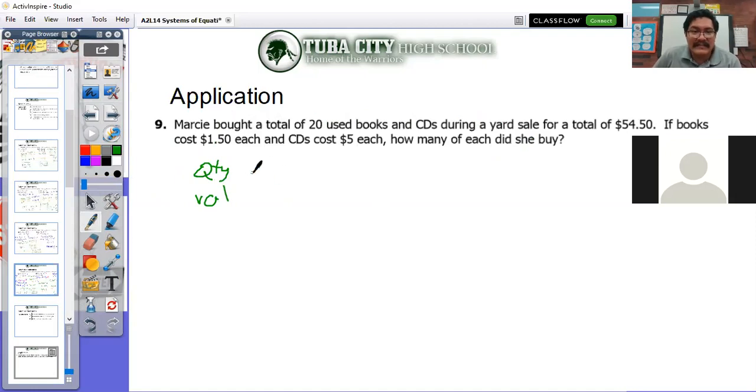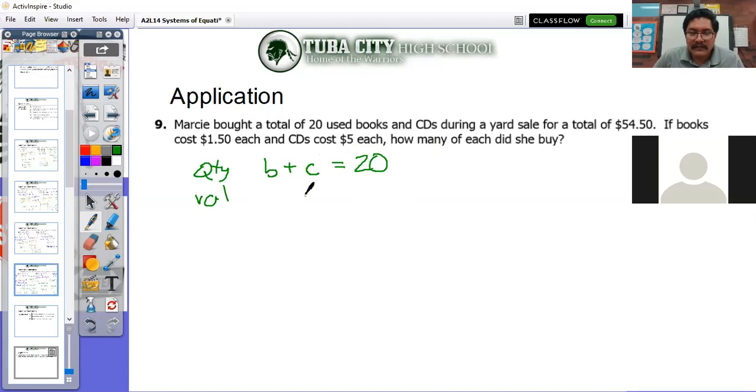So quantity is how many of each there were. So we'll just say book is B and CD is C. Now, it doesn't matter what it costs. If you buy one book, that's one book. 5 books is 5 books. It's not going to change anything. CD, same thing. We could have bought 11 books and 9 CDs or something like that, but it has to come out to 20 items.